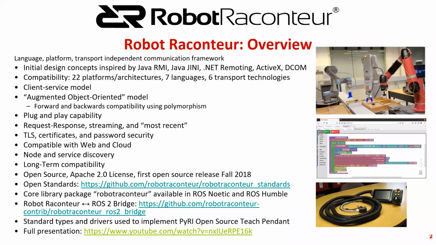We also use the standard types we developed to work with what they call the Pyri open source teach pendant, another project based on Robot Raconteur, which allows for easy programming of any robot which has a Robot Raconteur driver. On the right side, we have the image of our test bed at RPI, which has a UR robot, an ABB robot, and a Sawyer, which all run the same client software through the Robot Raconteur driver. You can see there's a little box here running the driver for the Sawyer, and each one of these devices has a box. You don't need a separate box, but it makes it easier to deal with if each robot has its own computer running the driver.